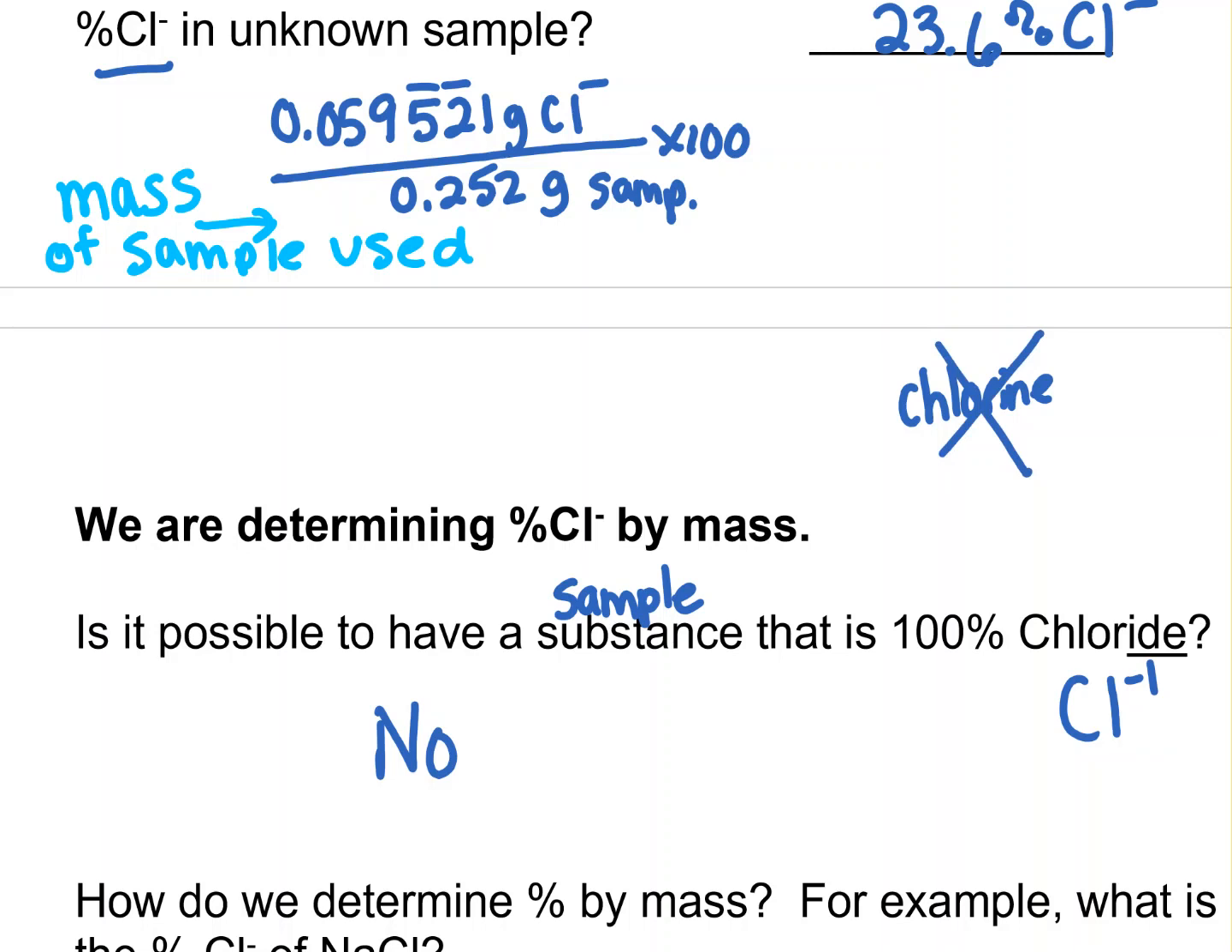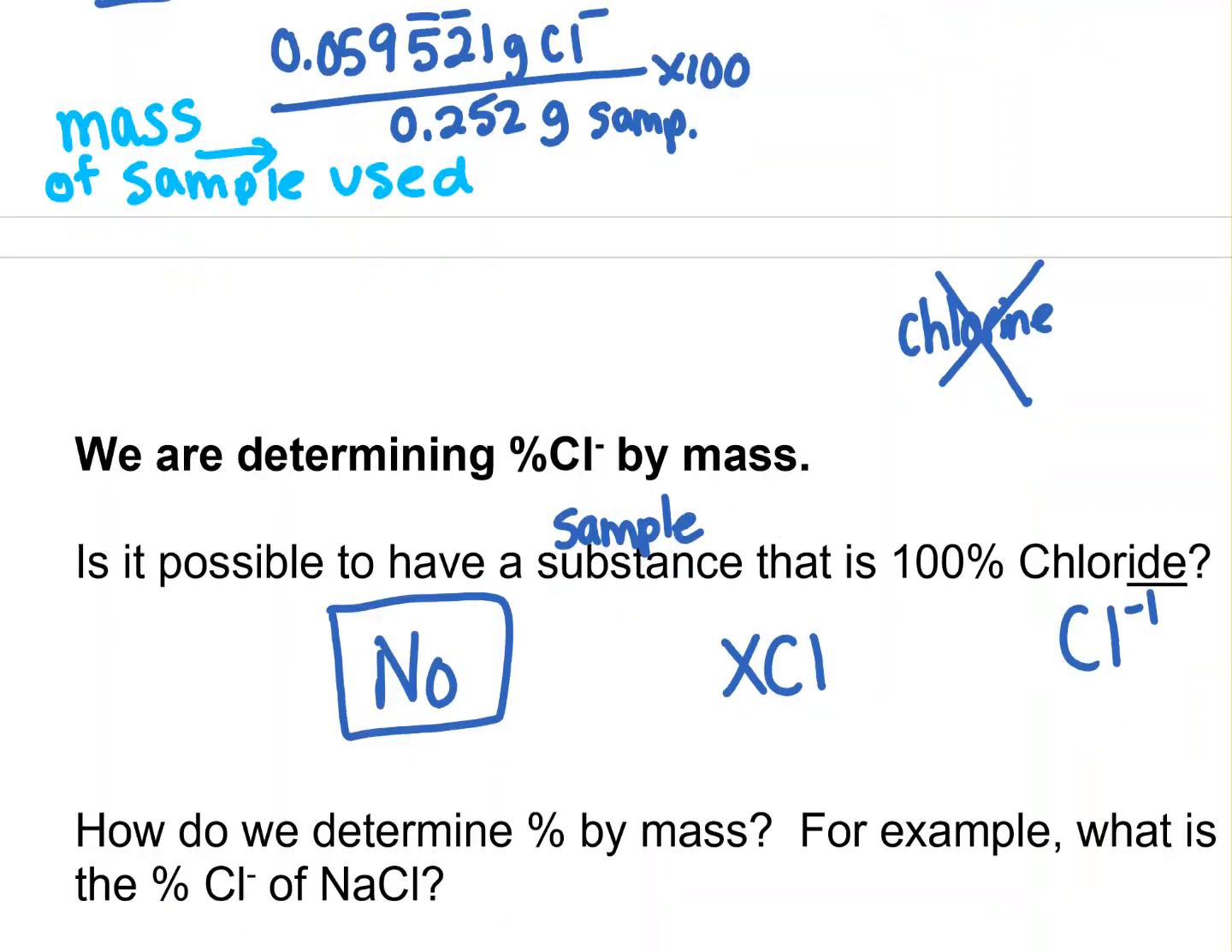It has to be in an ionic compound because this is not neutral, and so it would be very, very unstable. If you have something with chloride in it, there has to be a metal cation with it to stabilize the crystals. So don't expect your values to come out 100%.